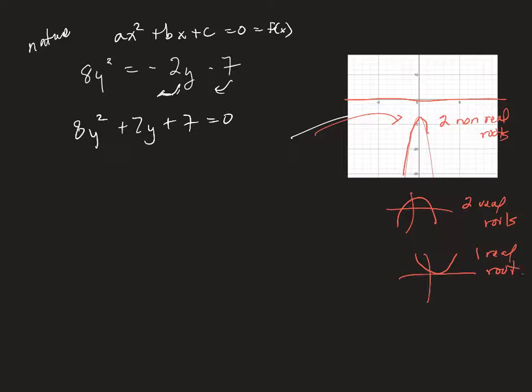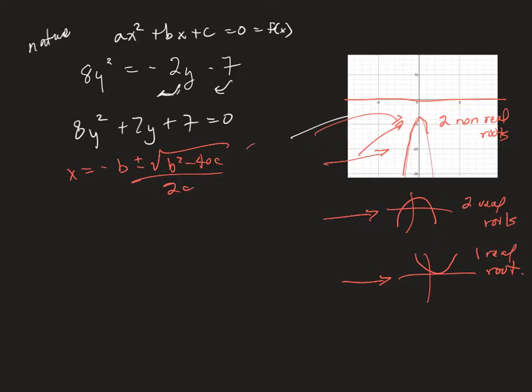Now, if you can't graph it, or even if you can graph it, the easiest way to determine whether it's two non-real, two real, or one real is to find something called the discriminant. And the discriminant is this part of the quadratic formula, this part right there under the square root. So I'm going to figure out what b squared minus 4ac is.